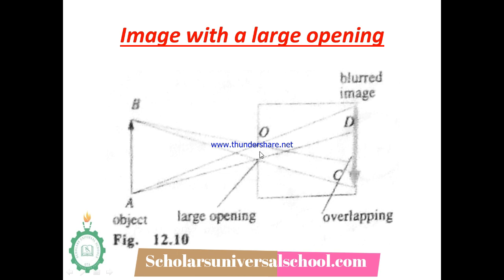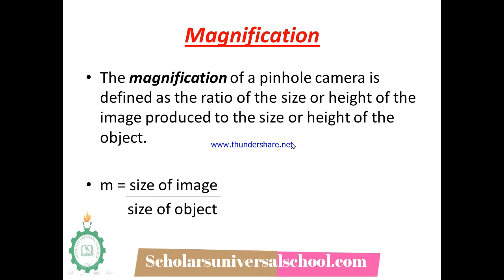So if you have a large opening, the image will be bright because more rays of light will move in, but it will be blurry, meaning it will not be clear. It will be bright but not clear due to what? Overlapping rays or overlapping images formed because of the large opening. And let's move to the last part, which is magnification.